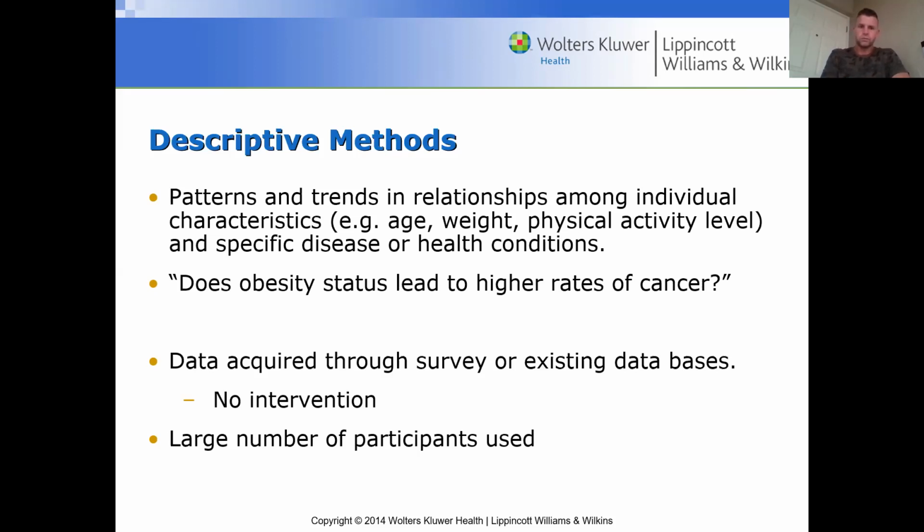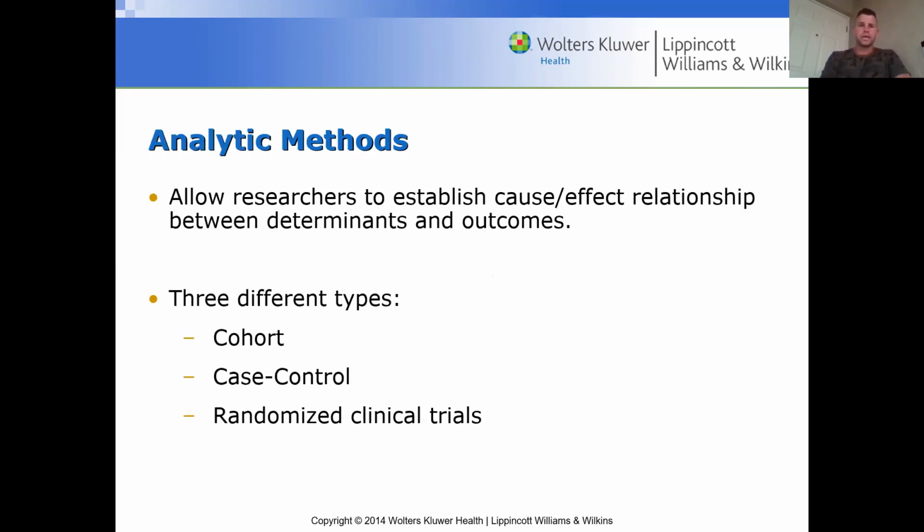And again, when you can use databases, we can use a large number of participants, right? So, getting hospital records and things of that nature. Predictive methods allow researchers to establish the cause and effect between determinants and outcomes. So again, a cohort, a case study, randomized clinical trials are all different ways you can do that.